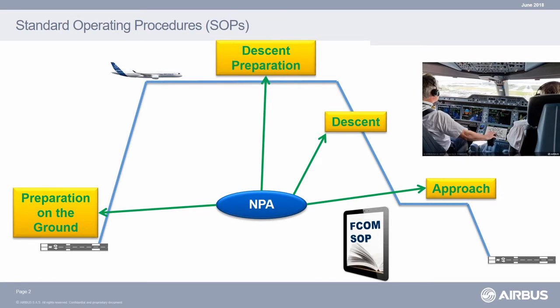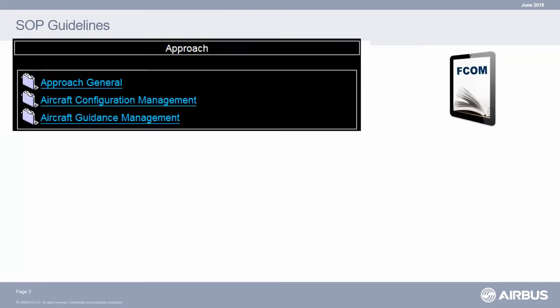All the steps that should be followed to fly non-precision approaches are given in a dedicated section of the FCOM called Approach that is divided into 3 subchapters. A chapter called Approach General that provides some general guidelines and definitions. A chapter called Aircraft Configuration Management that provides the procedure to configure the aircraft for the approach to manage its energy, and this procedure is common to all approach types and all guidance modes.